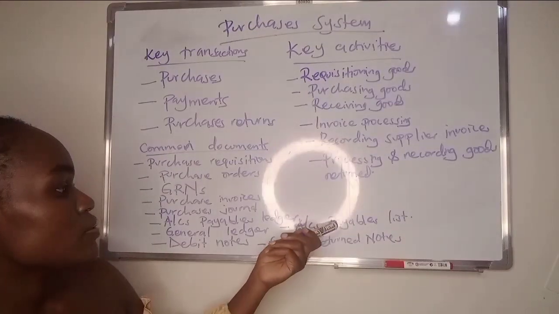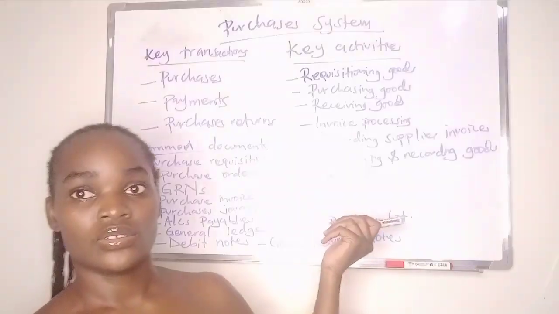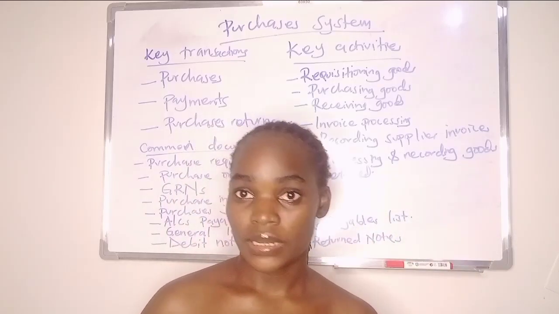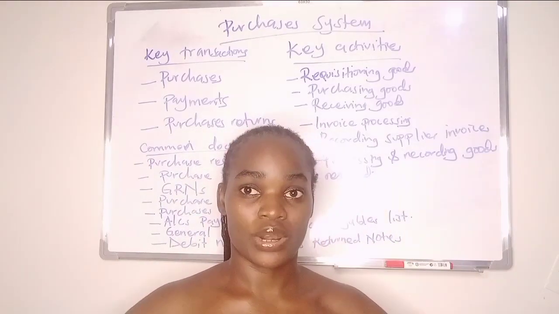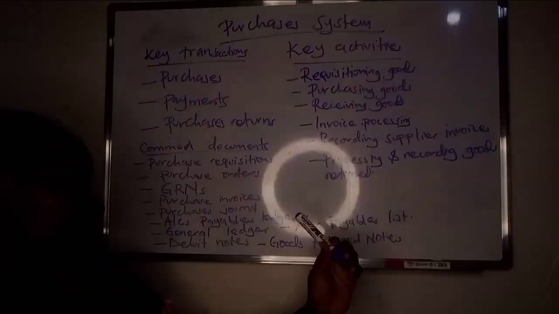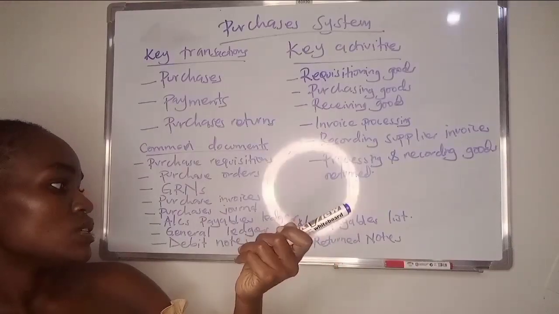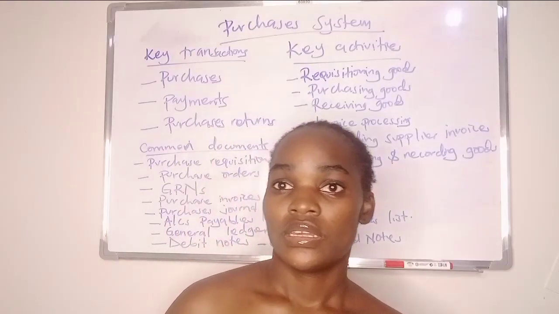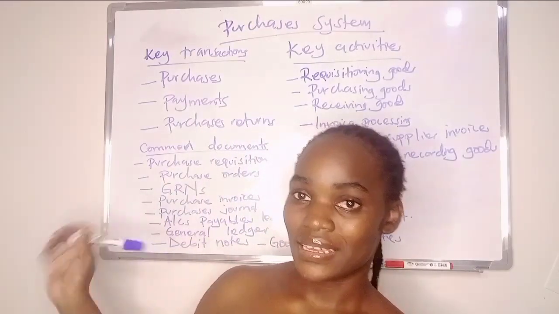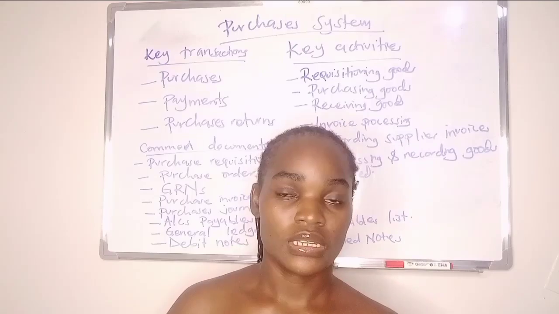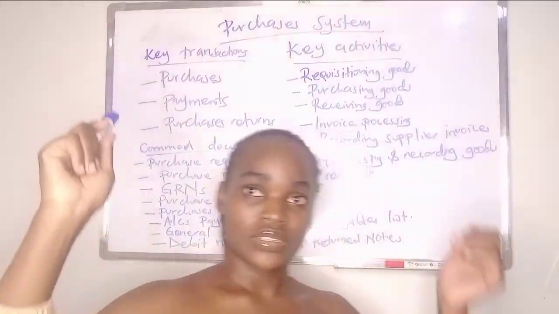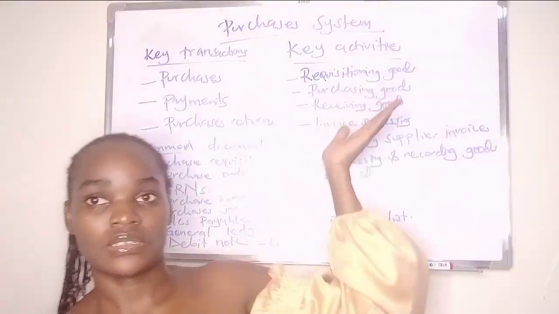Then we have the accounts payables list that show the people that are demanding the business, or that show the creditors. Then the goods return notes that show that goods have been returned. So those are the key documents that we are going to be using in the purchases system. Those are the key transactions. These are the key activities.